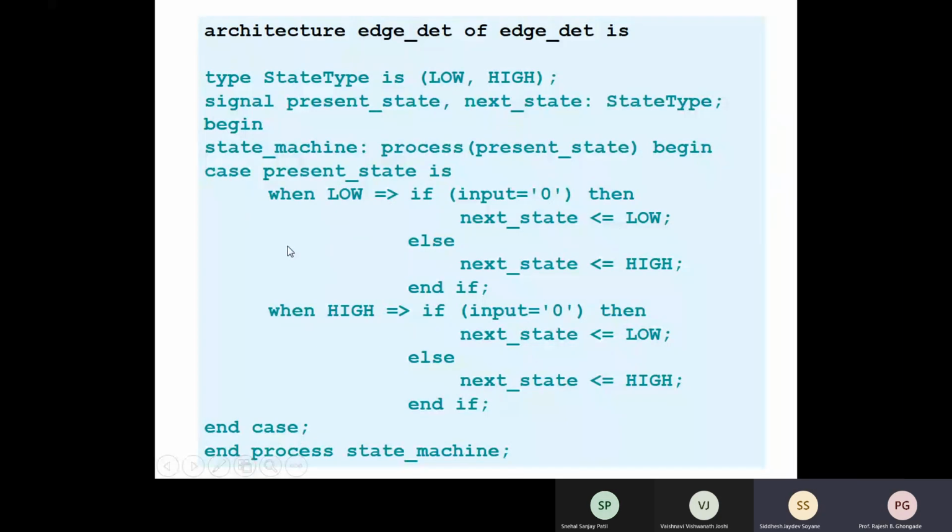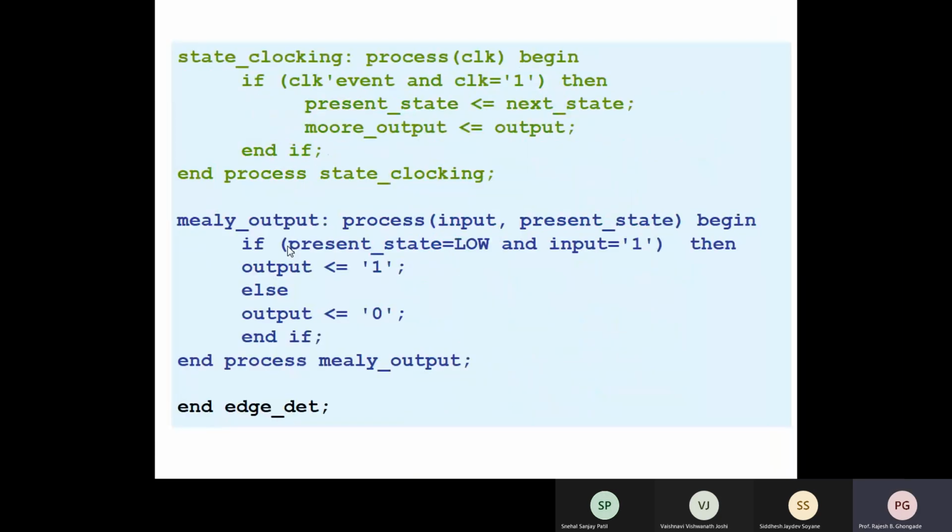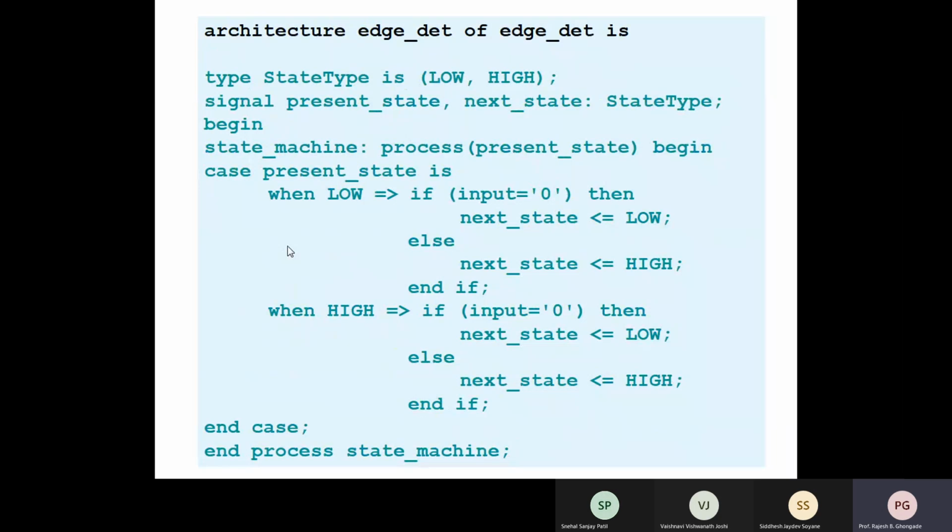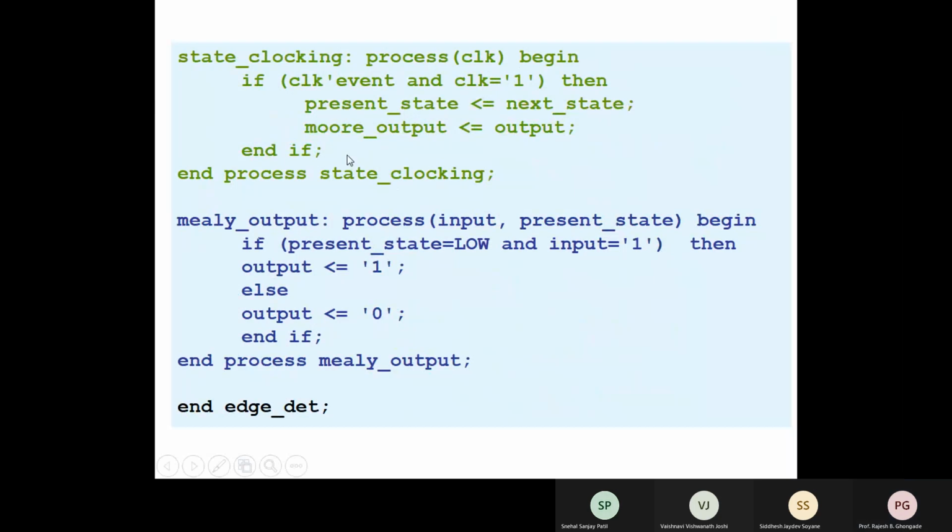This particular process? Yes, sir. Okay. This is one part where you change the states. So this is only assignment of the next state. There has to be another process, which we call the clocking process. So what should happen at the appearance of the clock?